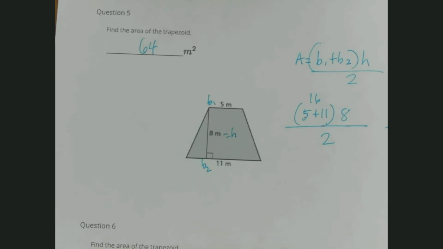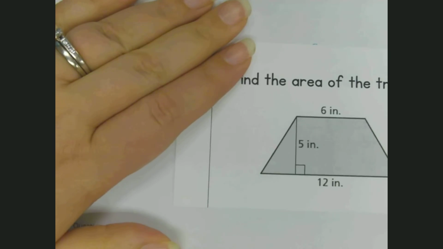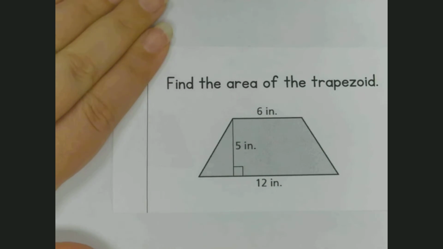If you missed that, try this, the area of this trapezoid. Pause that and go ahead and do that one. Oh, I need the paper still. Question number 6 is on the bottom of that.